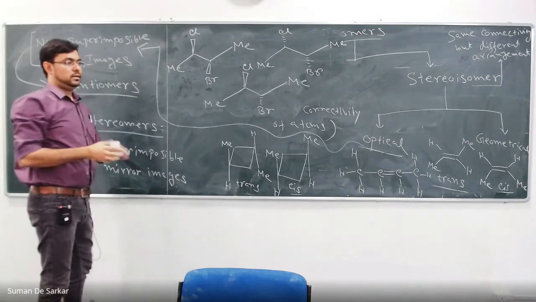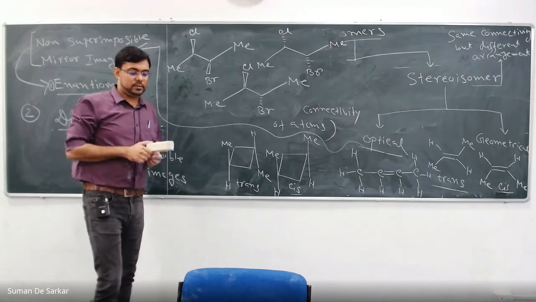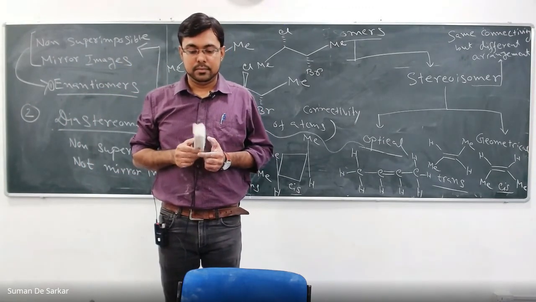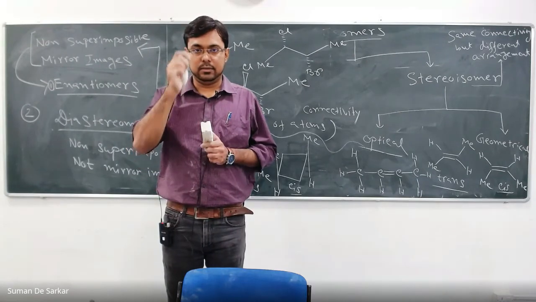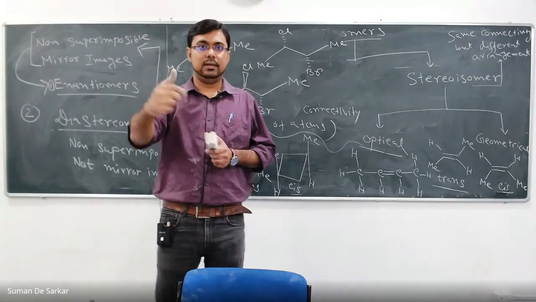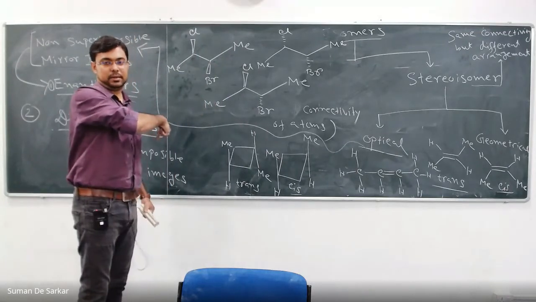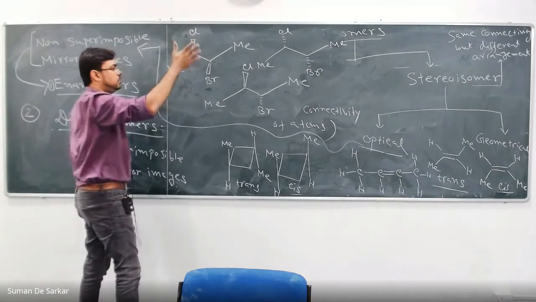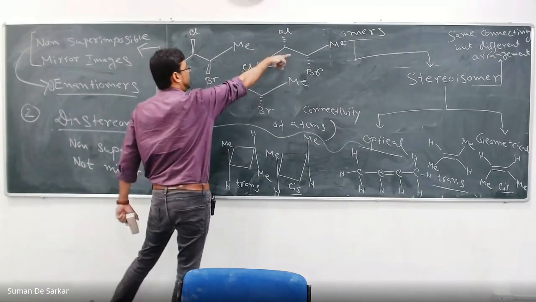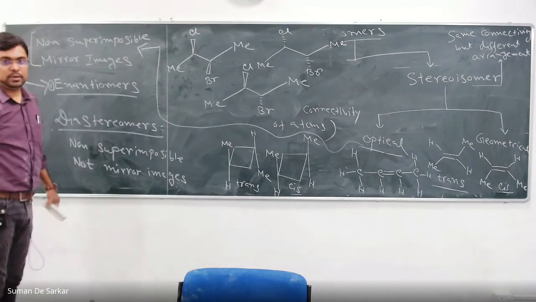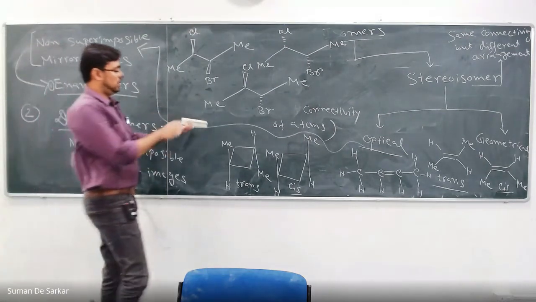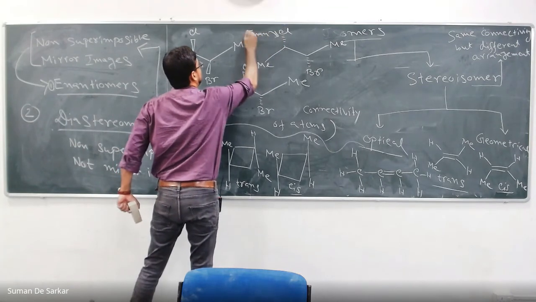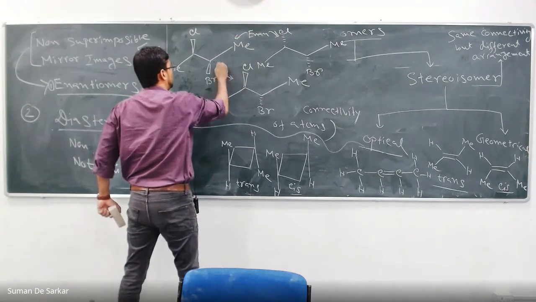If you stand in front of a mirror and hold something towards the mirror, you will see that it is going opposite to the mirror. Just try it at home. Anything that is above the plane, if you put the mirror here, will reflect as if it's below the plane. So these two are enantiomers.